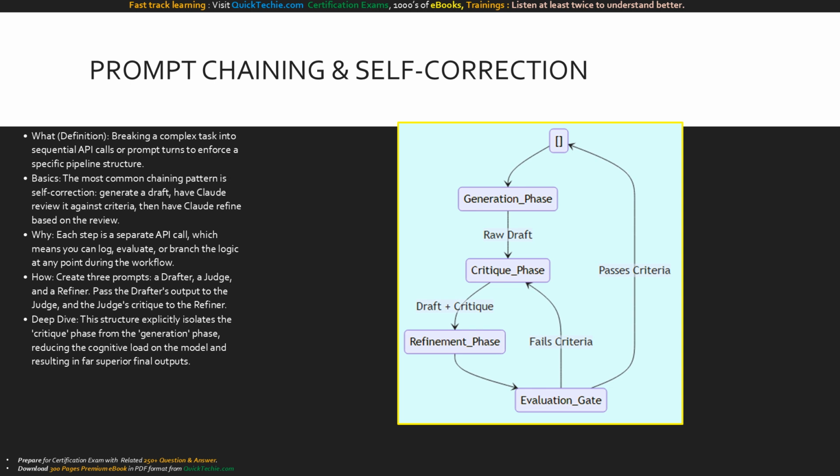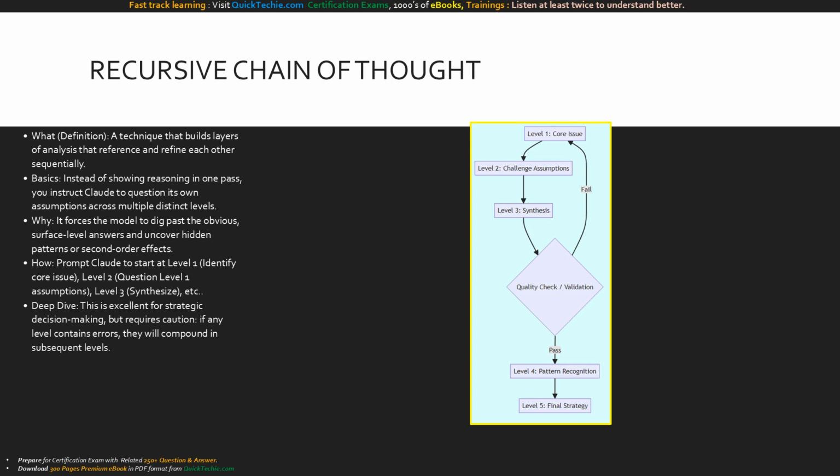We start in the generation phase, producing a raw draft. That draft flows directly into the critique phase, where Claude acts as a judge. The original draft and the new critique are then pushed into the refinement phase. Notice the evaluation gate at the end. If the refined text still fails our criteria, we recursively loop back to the critique phase. If it passes, we exit successfully. This guarantees quality control. Now let's explore a more advanced technique, the recursive chain of thought.